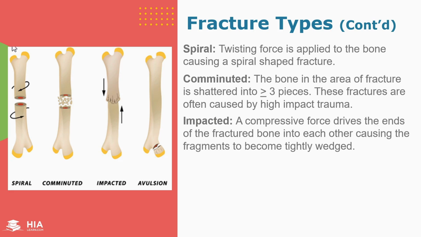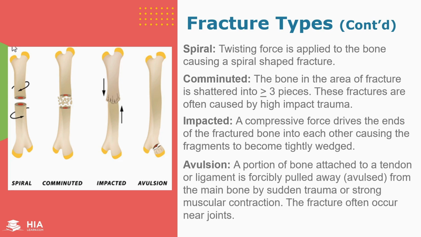Typically, the hard outer cortical bone of one fragment is forced into the softer cancellous bone of the adjacent fragment, creating a surprisingly stable fracture. Avulsion fractures occur when the part of a bone that is attached to a tendon or ligament is forcibly pulled away from the rest of the bone.